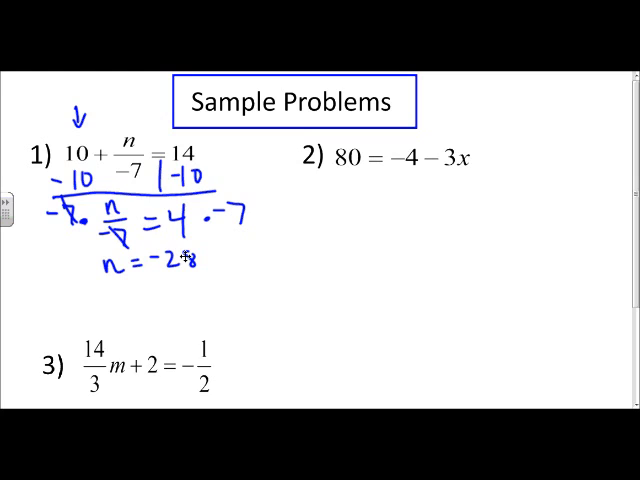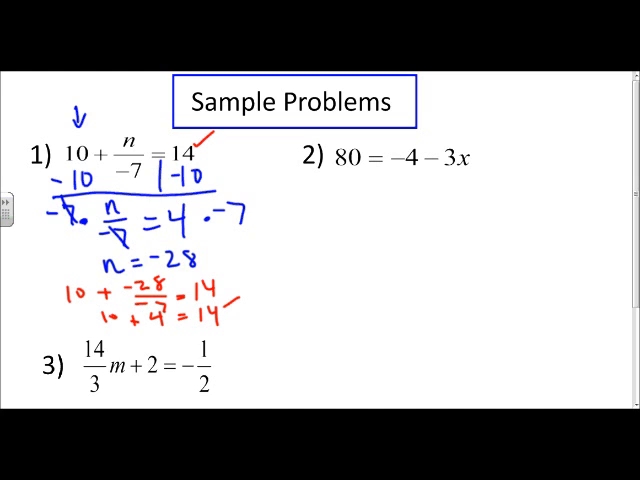I can check my work. I will check my work by substituting that negative 28 in for n. So I get 10 plus negative 28 over negative 7 equals 14. Negative 28 over negative 7 is 4. And 10 plus 4 is 14, so it checks out.